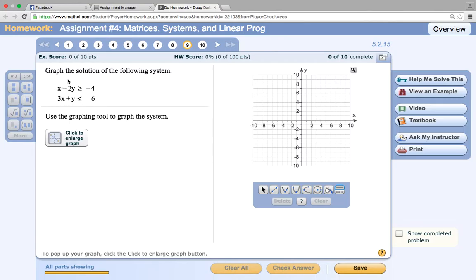I've done a problem like this. It says graph the solution of the following system. I've done a problem like this in previous videos, actually 2 previous videos to be exact. But I think the problem may be when you put your answer in over here, how do you actually do this? So I want to show just a brief video.